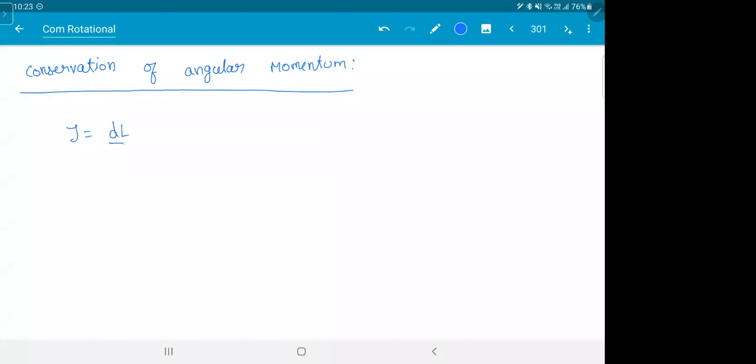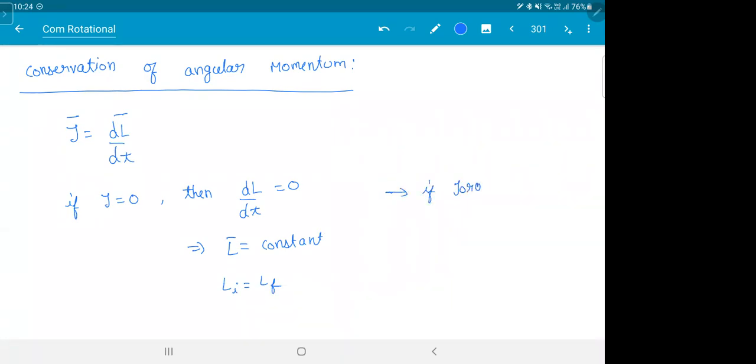We know torque is dL by dt. Suppose torque is 0, then dL by dt is also 0. This implies L vector is constant. That is, L initial is equal to L final. So if torque about an axis is 0, then angular momentum is conserved about only that axis. You can't conserve about any random point.